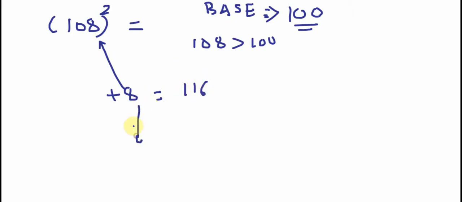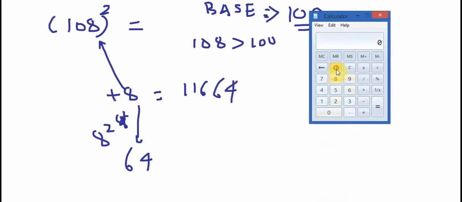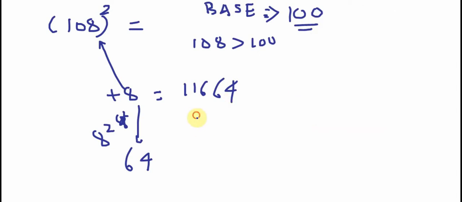And when you square this number, that is 8 squared, it is 64. So just write 64. You can cross check with calculator that the square of number 108 is 11664 indeed. So let me check. That is 108, and when multiplied with 108 you have 11664. Yes, so this is correct.